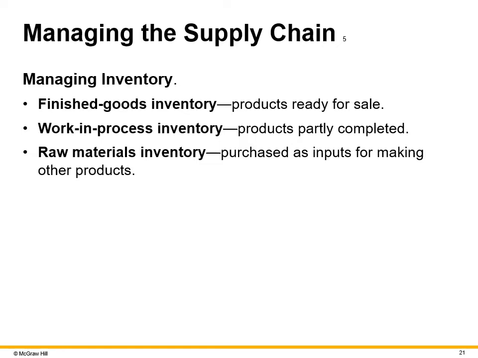Inventory is every raw material, component, complete or partially complete product, and piece of equipment that the firm uses. There are three basic types of inventory. Finished goods includes those products that are ready to sell, such as fully assembled automobiles ready to ship to the dealer. Work in process inventory consists of those products that are partly complete or in the midst of the transformation process. Raw material inventory includes all the materials that have been purchased to be used as inputs for making other products.